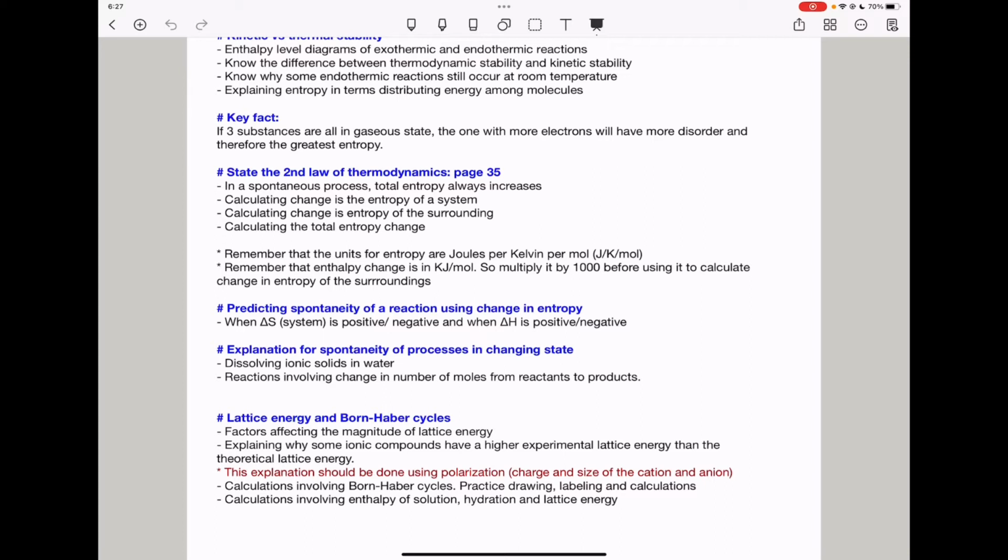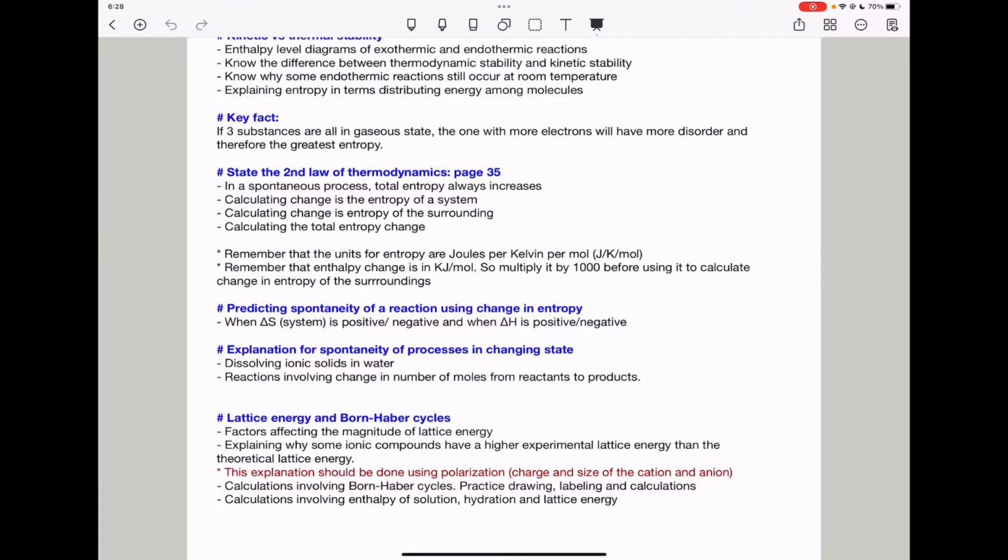You need to ensure that you fully understand those. Explaining why some ionic compounds have a higher experimental lattice energy than the theoretical lattice energy. To explain this, you have to ensure you fully understand polarization, charge and size of the cation as well as the anion. Remember, for the cation to have greater polarizing power, the size should be smaller and the charge should be high. So please refer to polarization in order to explain the difference between experimental and theoretical lattice energy in ionic crystals. They could also ask you about calculations involving Born-Haber cycles.